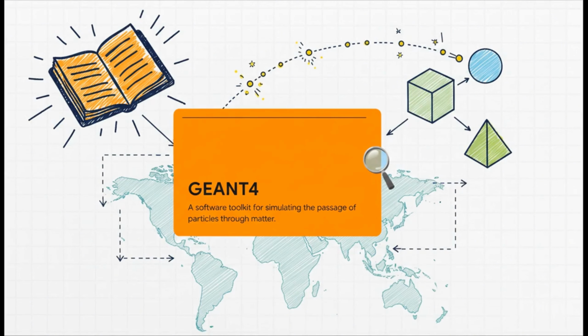And that rulebook has a name, Geant4. Now, think of it less like a single program and more like a massive Lego set for particle physics. It gives scientists all the pieces they need to build a virtual world, the materials, the shapes, the laws of physics, and then they get to fire particles through it to see what happens. It's the gold standard for this stuff, used all over the world.